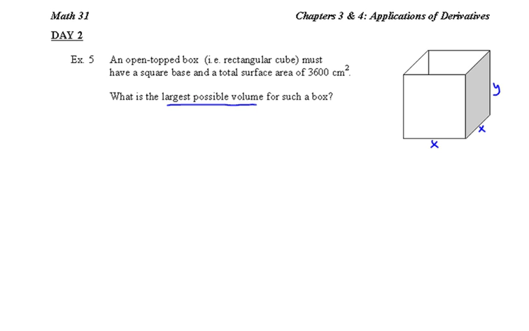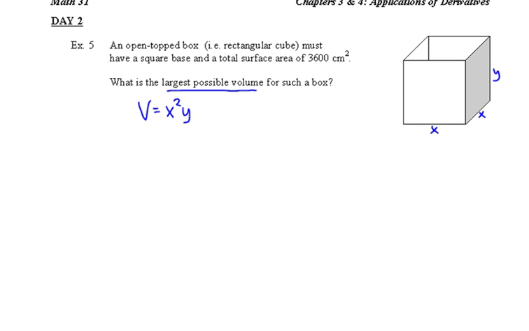So what's our formula for volume? x squared y. Good. Now, in our max-min problems, we need to only have two variables. The one we're trying to maximize and one other. So we need to either get rid of x or y. So there has to be some information given to get rid of x or y. What is that information that they gave us? Total surface area. Okay, so because we need to eliminate one of our variables, we're going to use our surface area. What's our surface area? 3,600 equals what?